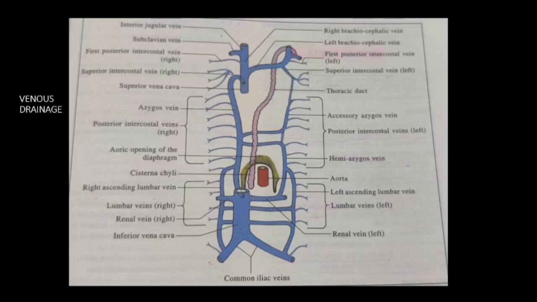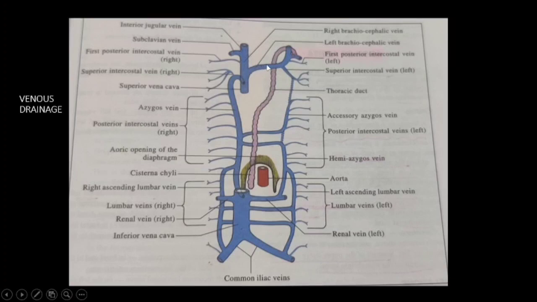You can see it in this diagram. Initially, the posterior intercostal veins reach the vertebral end of the intercostal spaces and receive intervertebral veins from the internal vertebral venous plexus. After they receive the intervertebral veins, you can see here the first posterior intercostal vein. It drains into the right brachiocephalic vein. This is the subclavian, this is the internal jugular that forms the right brachiocephalic, and this is the left brachiocephalic vein.